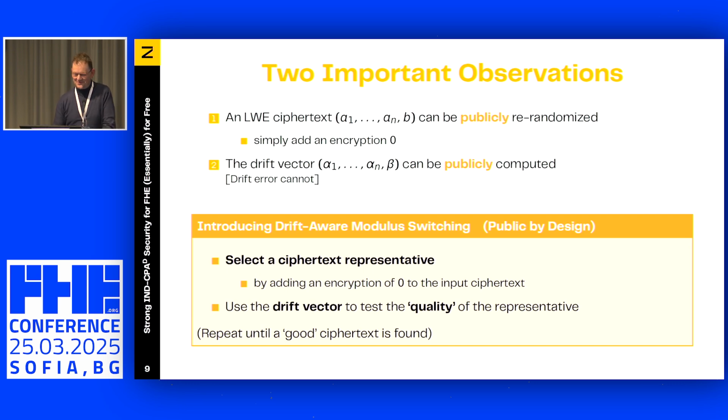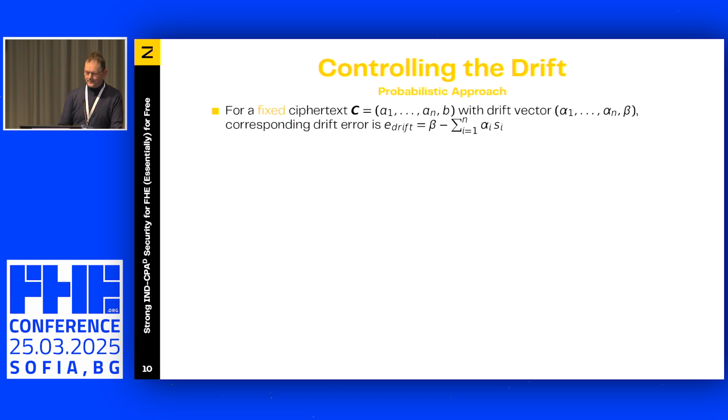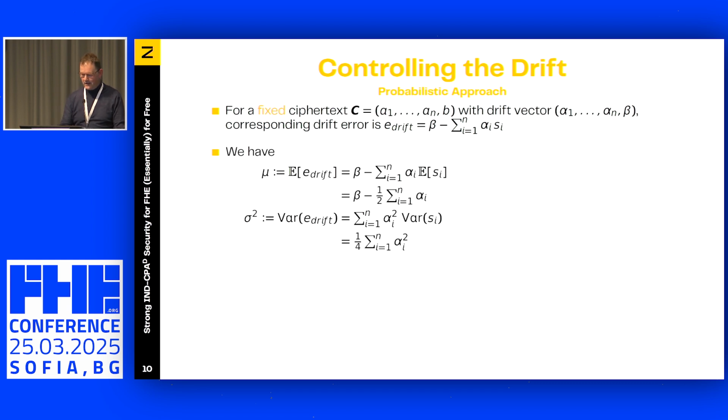So I still have to explain how to do that. There are different options, so I'll just present one. So assume that you are given some ciphertext C, an LWE ciphertext. The drift vector is alpha_i and beta, and the corresponding drift error is beta minus the sum of alpha_i times s_i. So now if you look at the average value for the drift error, we get that expression, and same for the variance. So you see that in this case you assume binary keys, but you can do the same for other key distributions.